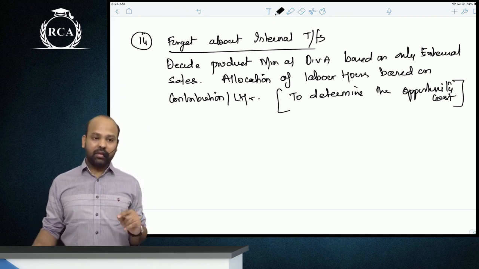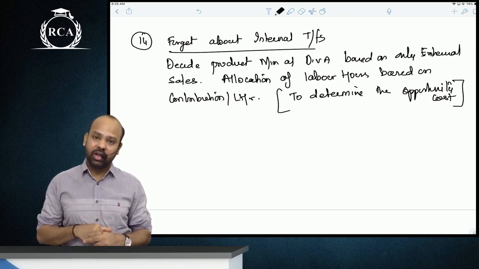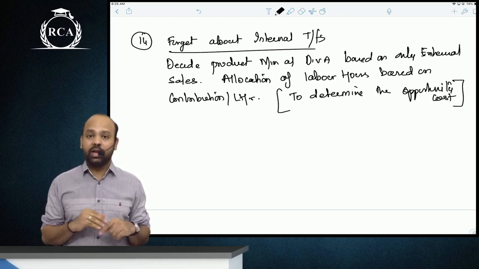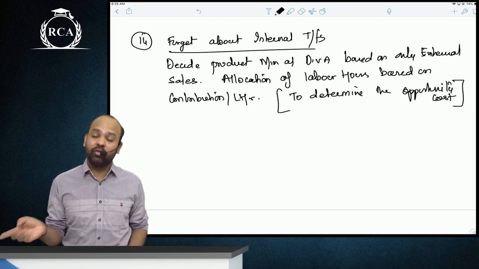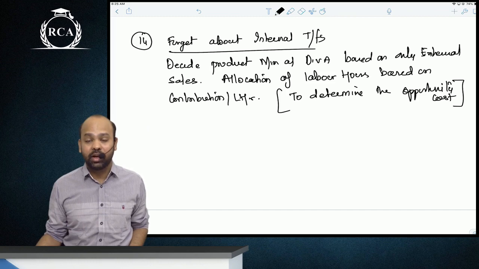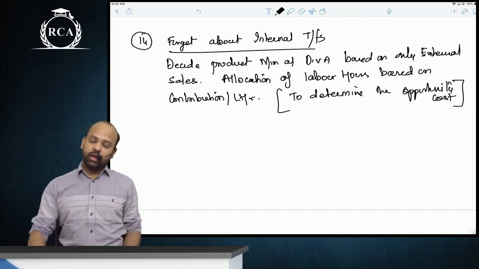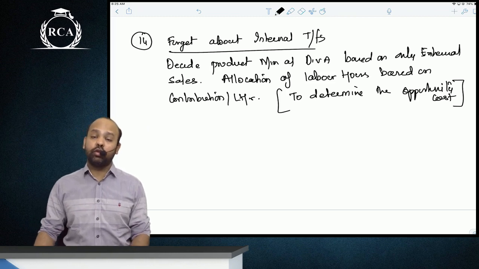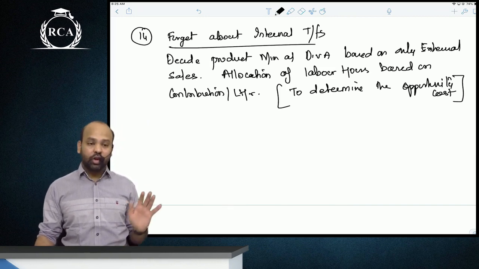I repeat, right now the concentration is on deciding the product mix of division A based on purely external sales. Then we will see, in case I want to transfer internally, which external sales I am reducing, so that I know the exact amount of my opportunity cost. Are we clear? Yes. So that is what you'll have to know here.